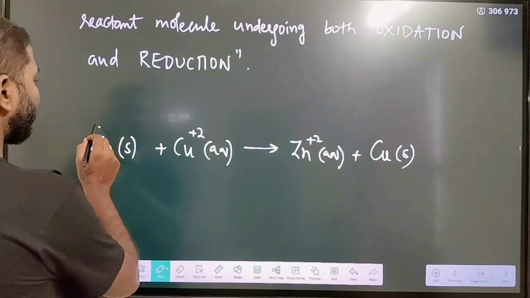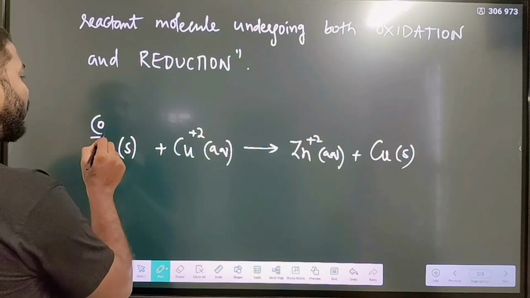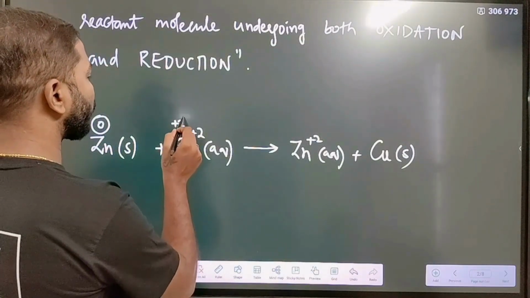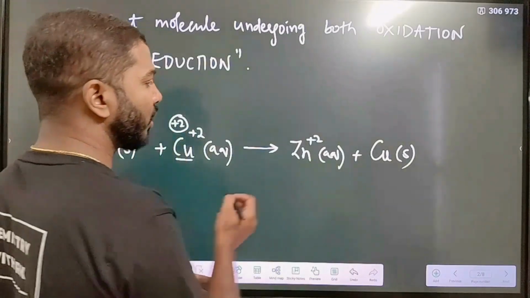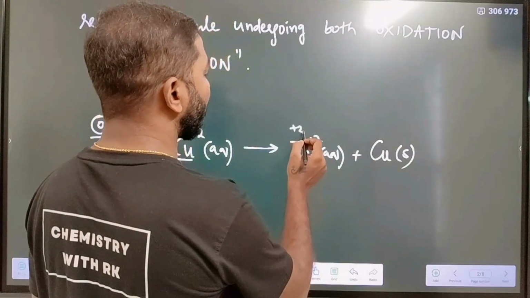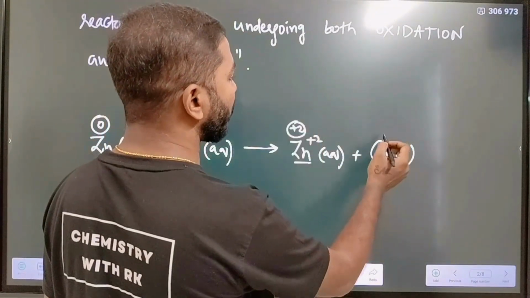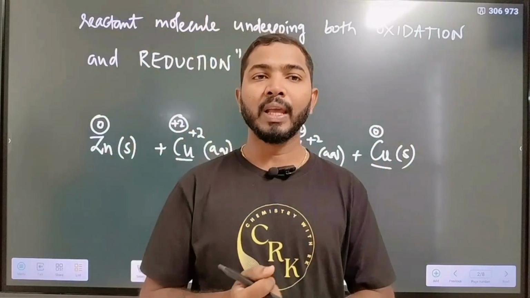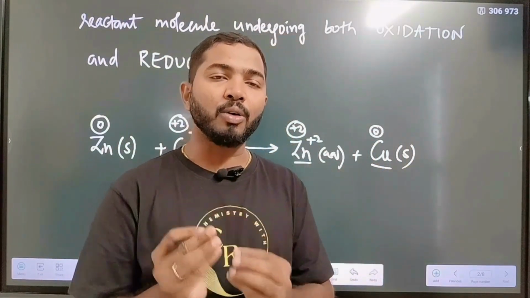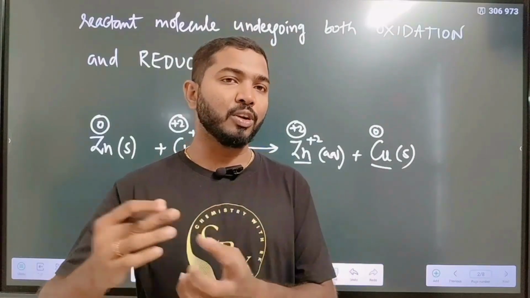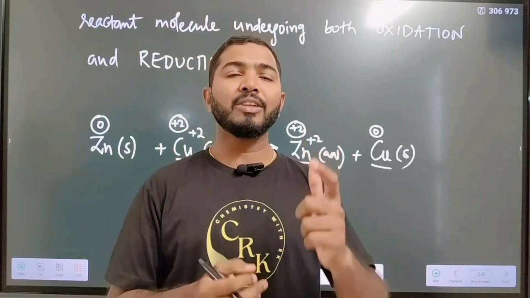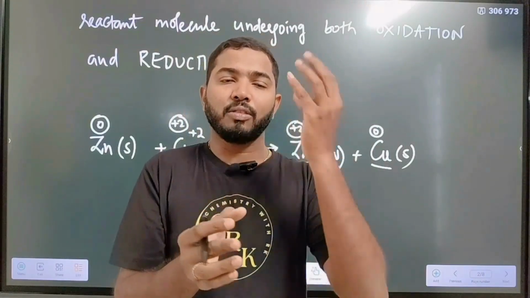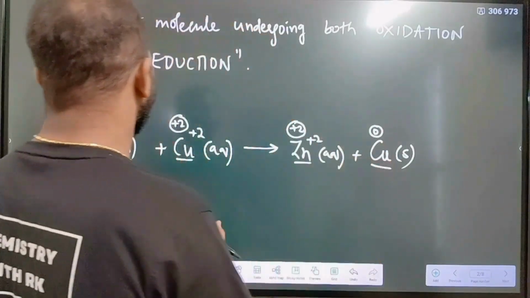What is the oxidation number of zinc here? 0. And what about this? This is copper plus 2, so it is plus 2 oxidation number. And then zinc plus 2, it is again plus 2 oxidation number, and copper, a neutral atom, has oxidation number 0. If you are not aware of how to calculate oxidation numbers and the rules of oxidation numbers, please go back to my videos in the stoichiometry playlist.